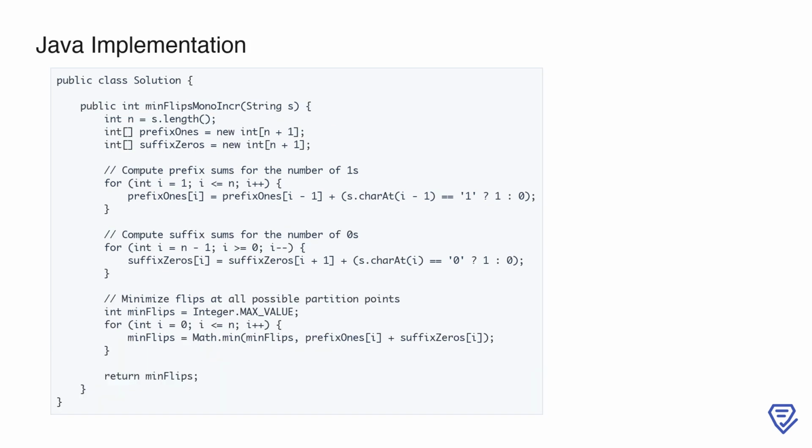This is the Java implementation of LeetCode problem number 926, Flip String to Monotone Increasing. The logic mirrors the provided Python implementation but uses Java-specific constructs such as arrays for prefix and suffix calculations. Key differences include explicit type declarations and the use of charAt for string character access. The solution calculates prefix sums of ones and suffix sums of zeros, then minimizes the flips required at each partition point to ensure the string becomes monotone increasing.